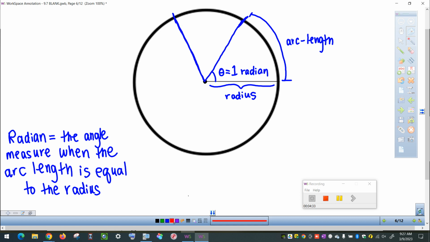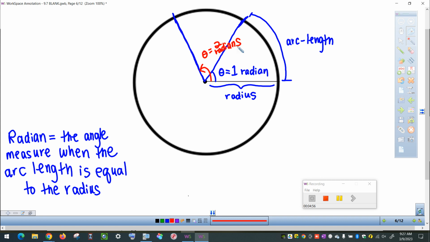Now, if we were to measure from the starting position out to that second line that we drew, thinking about standard position, we have now traveled 2 radians. So I'm going to label this one in a different color so that it stands out from the other. But this full angle here in red would now be 2 radians.